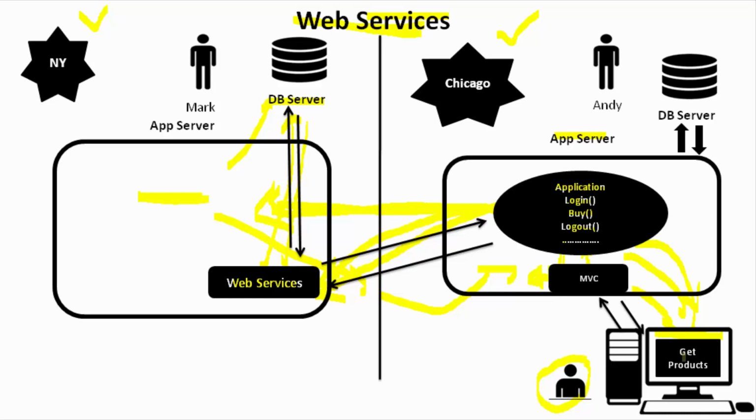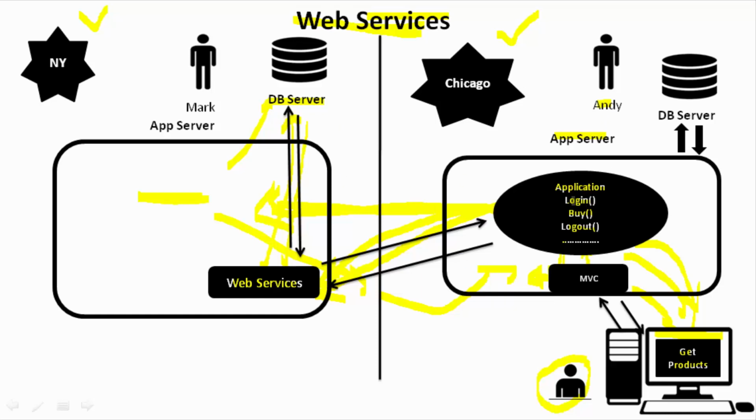So look at how wonderful it is. The get products, which we think as an end user is a piece of code belonging to Andy's app server, is not actually on Andy's app server. It is actually running on Mark's app server, and this piece of code is written by Mark and it has nothing to do with Andy. But you as an end user are requesting the get products from Andy's URL or Andy's application, and you as an end user don't even know if this piece of code is running on Andy's server or Mark's server. Internally, all this calling is happening.